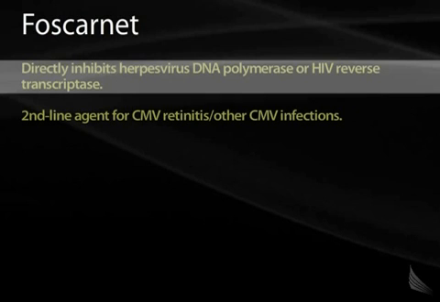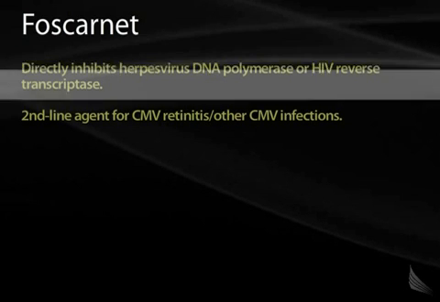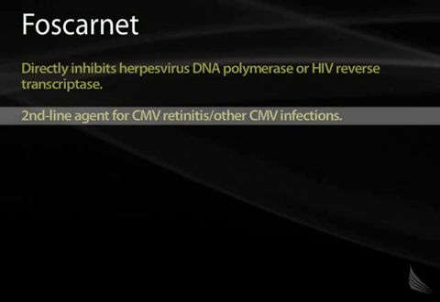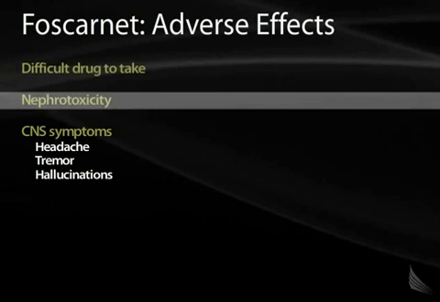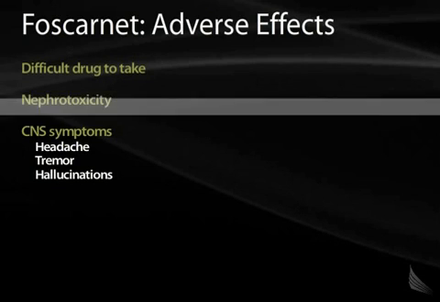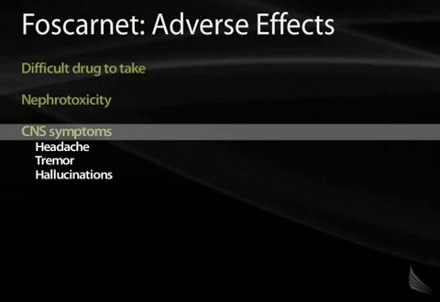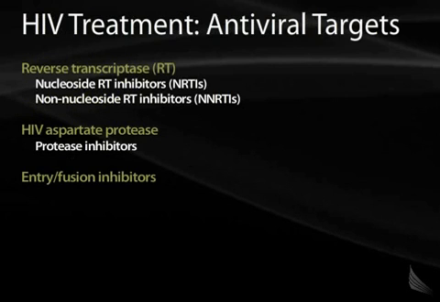Foscarnet is an alternative to ganciclovir that directly inhibits the DNA polymerase and the HIV reverse transcriptase. It is considered a second-line agent for CMV infections. Foscarnet is a very difficult drug to take and causes very severe nephrotoxicity and lots of central nervous system symptoms. Therefore, we only use it when a patient cannot take ganciclovir.